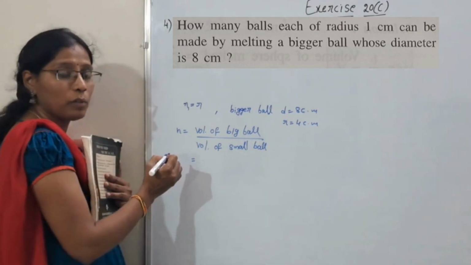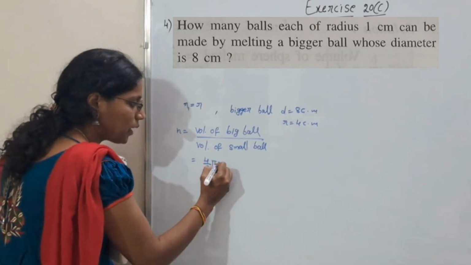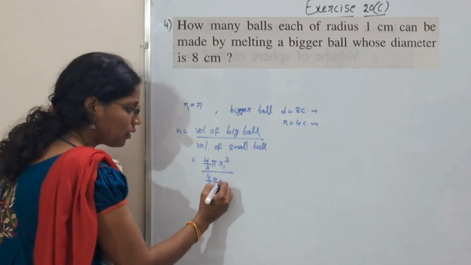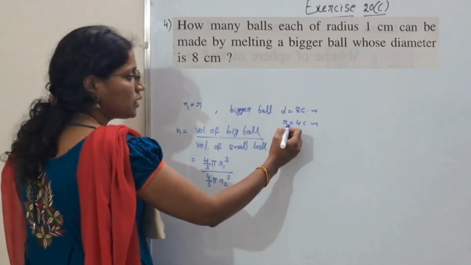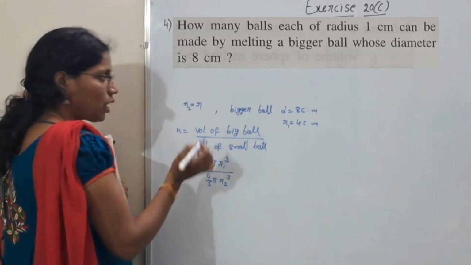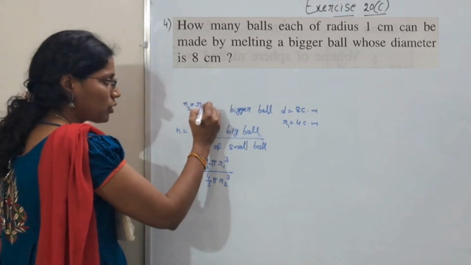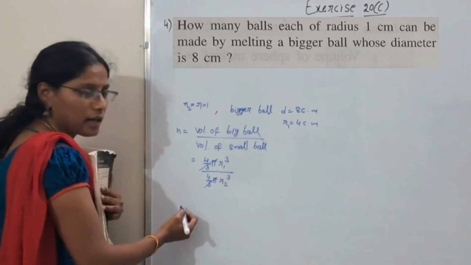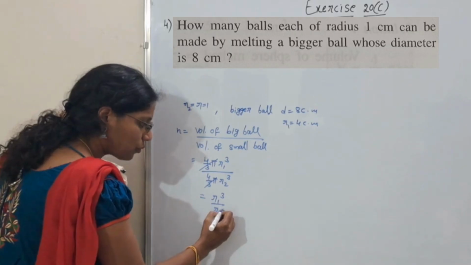What is the volume of the ball? Ball means sphere. Volume of sphere is 4 by 3 pi r1 cube by 4 by 3 pi r2 cube. Here r1 is the bigger value, and this is r2 we have to take. Here r1 is 4 centimeter, r2 how much have they given? 1 centimeter. Here 4 by 3 pi cancel, remaining r1 cube by r2 cube.